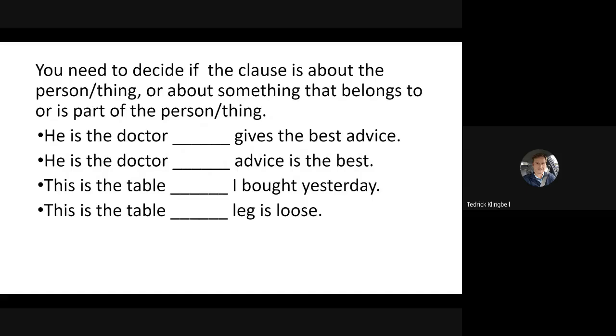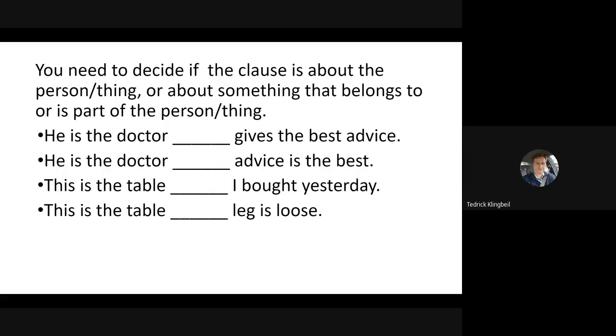All right, so you need to decide if the clause is about the person or thing, or about something that belongs to or is part of the person or thing. Okay, let me read that again. You need to decide if the clause is about the person or thing, or something that belongs to or is a part of the person or thing. Okay. All right, so you will supply the pronoun for each of these sentences, okay? Determine whether it is about the person or about something that belongs to the person.